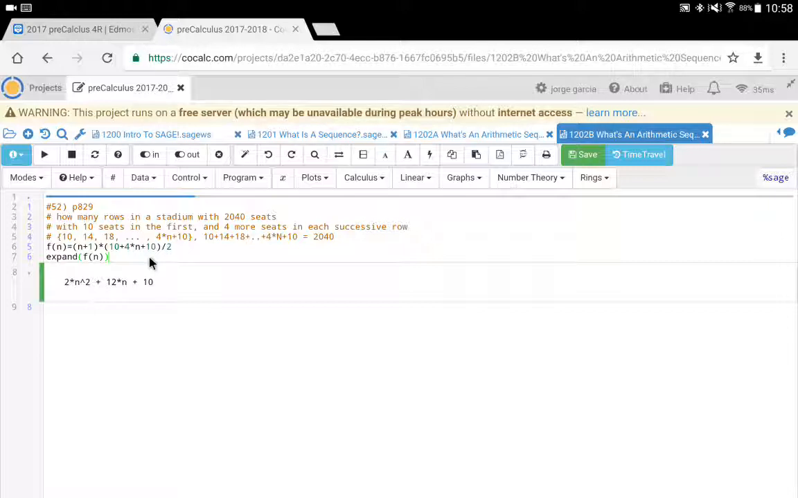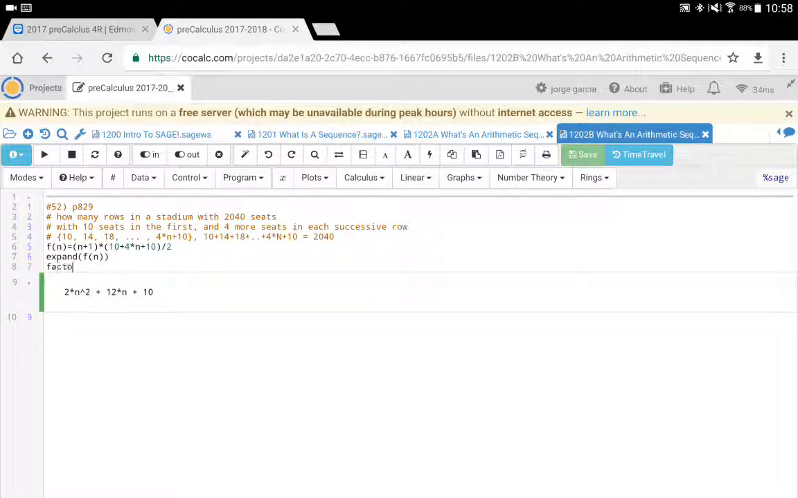Okay, so let's think about this. All right, can we factor that? Factor f of n. Let's see what we get now. There you go. Okay. No. Wait, something's screwy here. Okay. Oh, I see what I did. Okay. All right, so if I want to solve for f of n equals to 2040, don't I have to set it equal to 0 first?